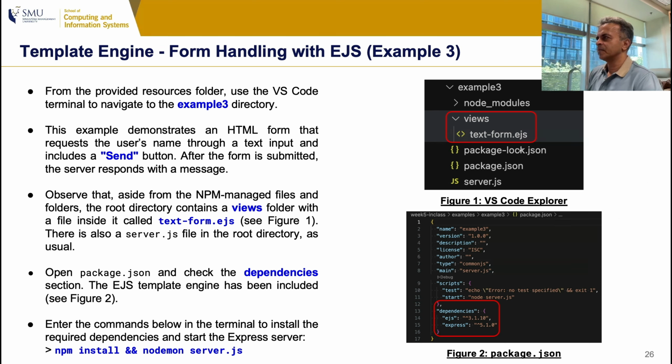Now let's actually play with EJS a little bit. This is going to be in example 3. The package.json file now has the dependency on EJS. So when I say npm i, EJS also will be installed. After that, we will be using a text form EJS template to render something rather than a route rendering the text form directly. So let's take a look at that one.